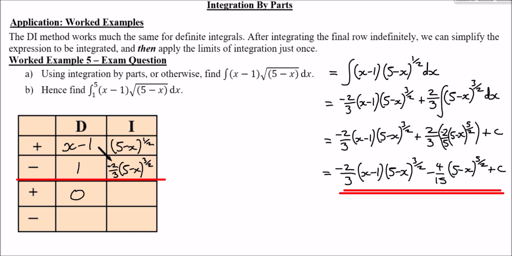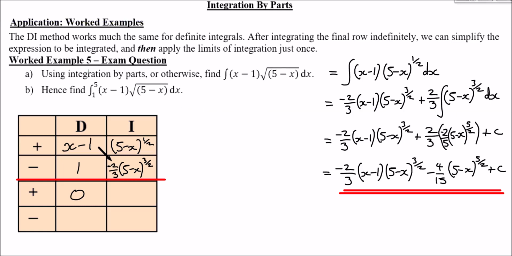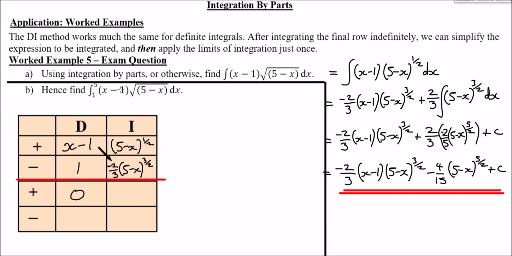For part B, where we need to find this integral here, I'm just going to section this out so that it doesn't get confused with part A. So for part B, this integral is now between limits of 5 and 1. So we can take our result from part A, and we don't need to think about the constant of integration. We can just put the limits in straight away.